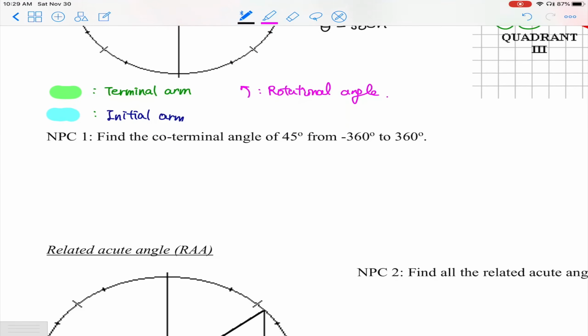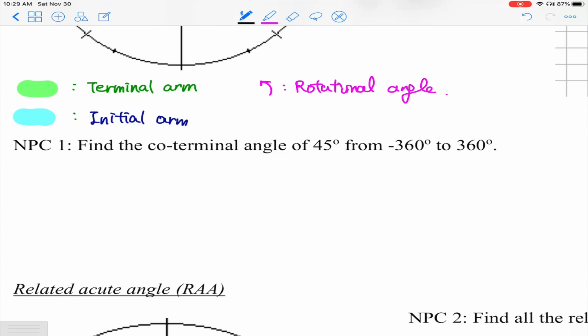So let's take a look at the first NPC. It says, find the coterminal angle of 45 degrees from negative 360 to 360. What it means is, think of it this way.